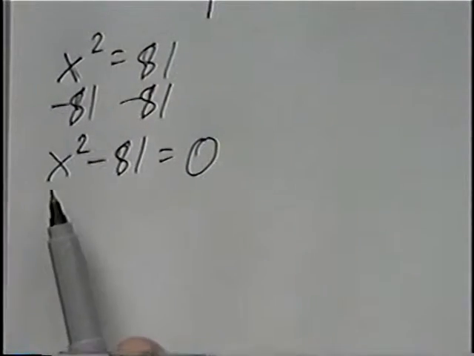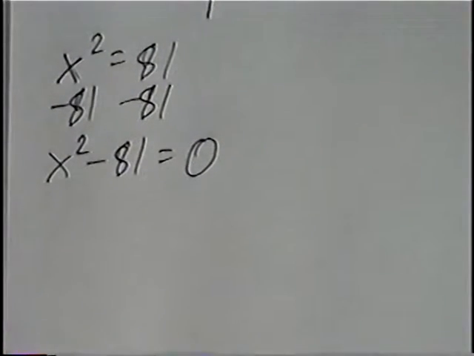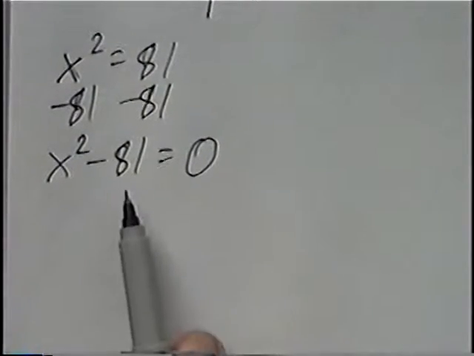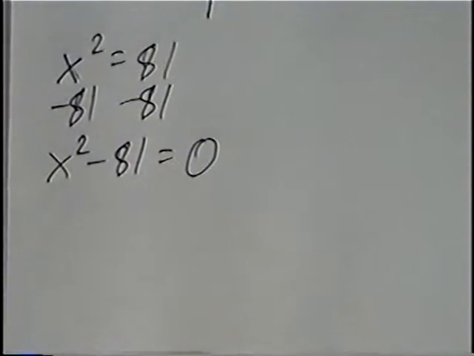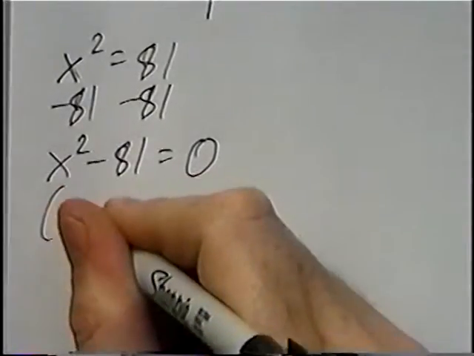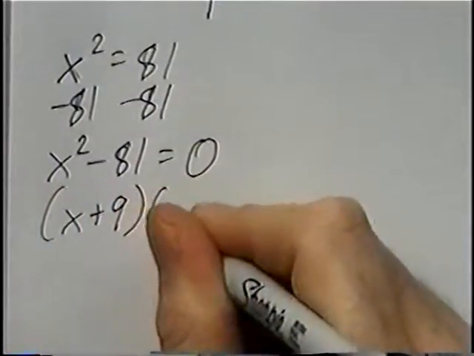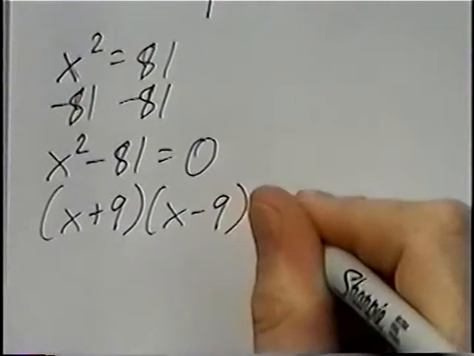From here we can factor x squared minus 81. Since 81 is a perfect square, we can take the square root of 81, which is 9, and the factors would be x plus 9 and x minus 9.